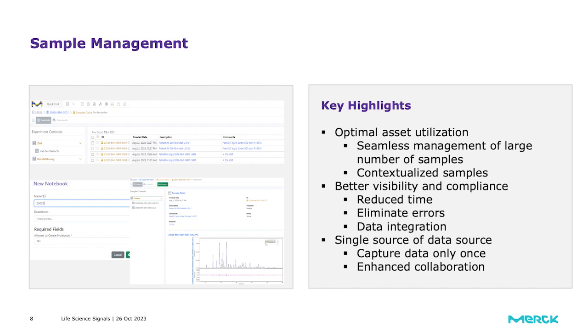And from the experimental perspective, it's just a reference to the sample ID, and all the information will be injected into the experiment. So the benefit of doing that is optimal asset utilization. Beverly can manage a large number of samples with contextualized samples, and it gives better visibility and compliance, eliminates errors, reduces time, and supports data integration. It's a single source of data, and you only need to capture data once. No need to replicate, and it enhances collaboration.